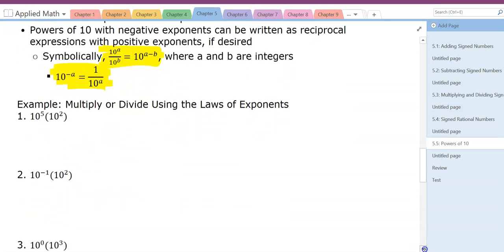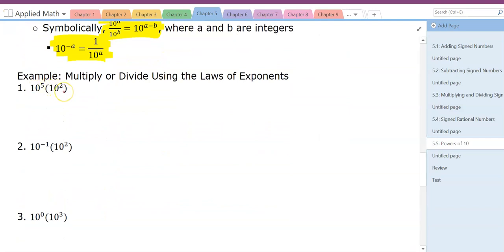So if I'm multiplying like 10 to the 5th times 10 squared, I don't do anything to my 10, but I add my exponents. I add my 5 and my 2. And so my answer would be 10 to the 7th power. And again, I'm just going to leave it right here. I'm not going to worry about evaluating that.